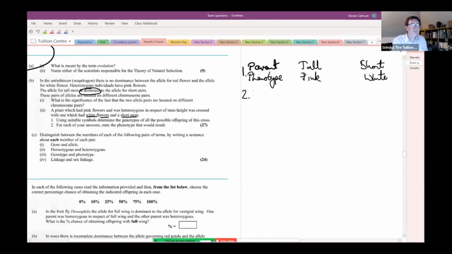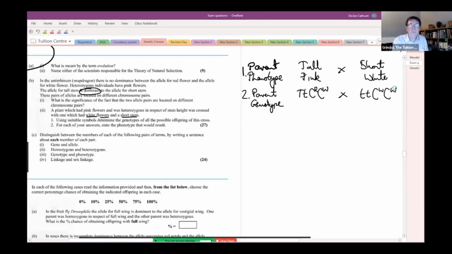So the second thing you're going to do is list the parent genotypes. The parent genotype in this case, we've been told it's tall, but it's heterozygous. So that means that it's going to be big T, small t. And it's pink, so it's got a red one and it's got a white one. That's the way I would label it. And we're going to cross that with the other parent, which is short and white. So it's small t, and the only way it can be white is if both of the alleles are the white alleles. If it has a mixture, it's going to be pink. To be red, it's got to have two R alleles.